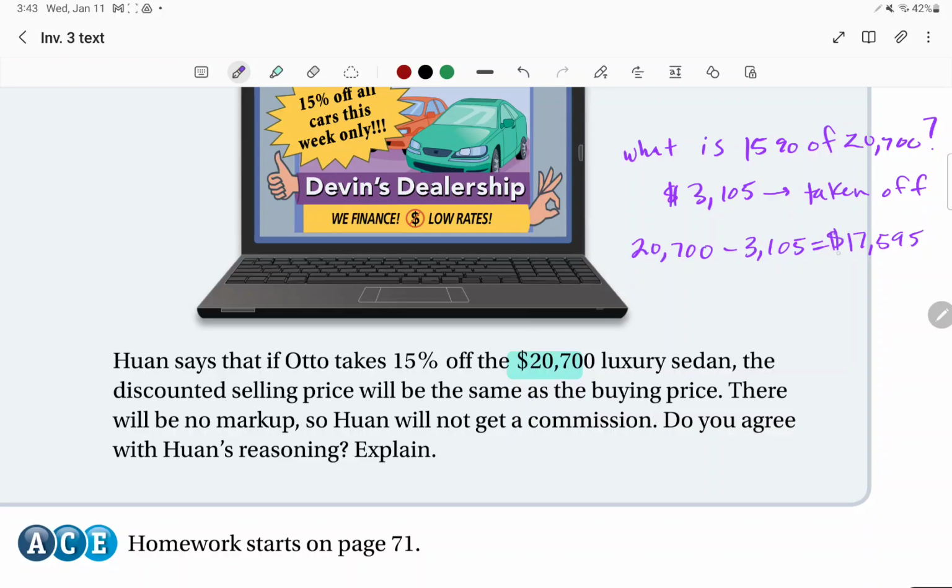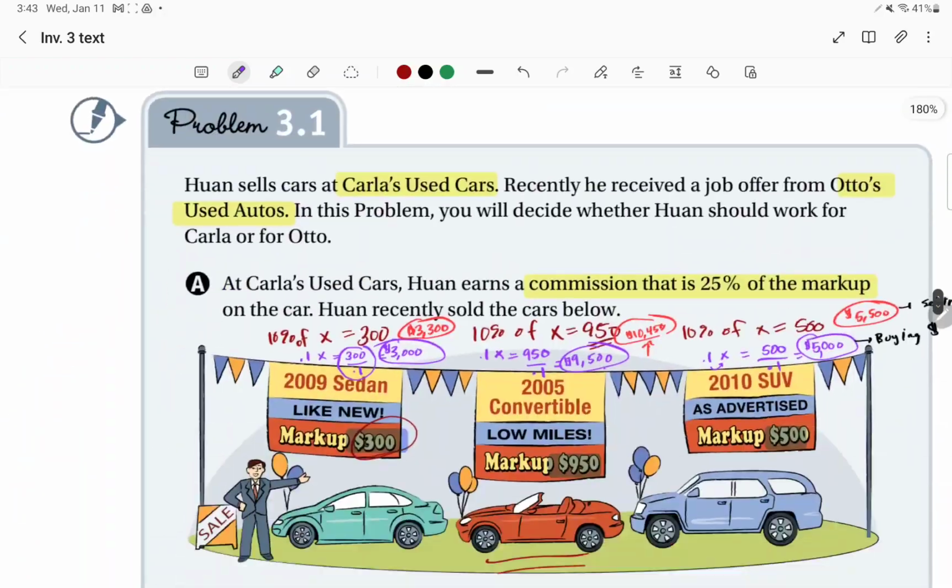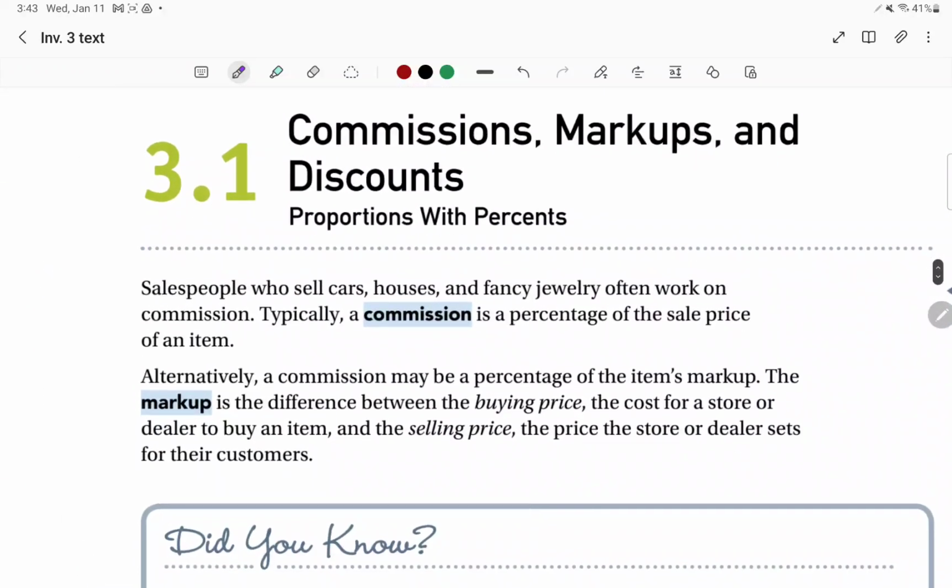17,595. Now remember, he bought this car for 18,000. So if he does this, he's losing money. And so yeah, Juan's not going to make any money. The buyer is actually buying it for less than what the seller bought it for originally. So Juan, in this case, will not make any money. Okay, so that is it for 3.1, commissions, markups, and discount proportions with percents.